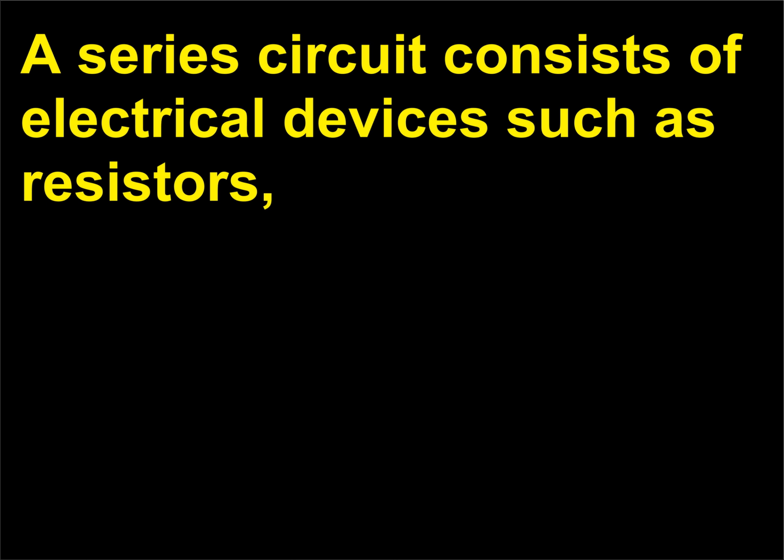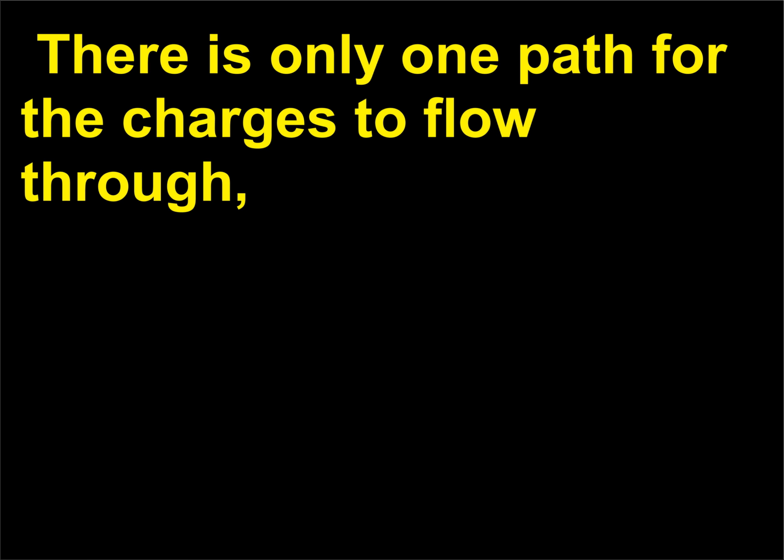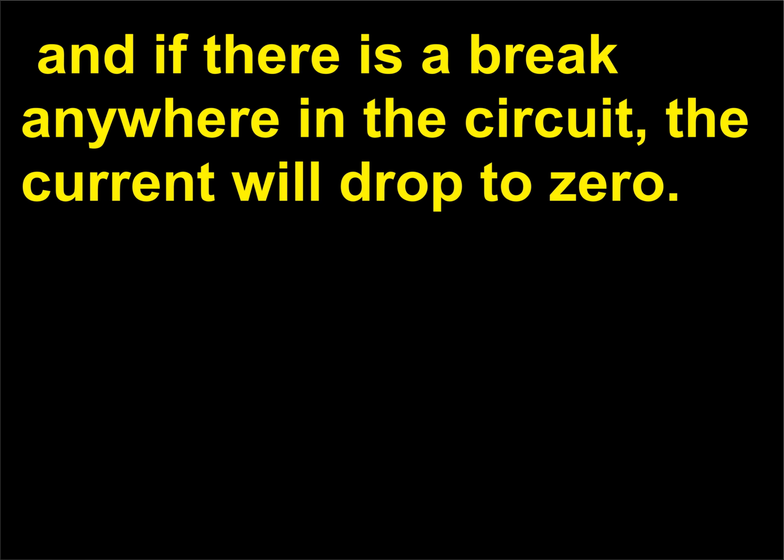What is a series circuit? A series circuit consists of electrical devices such as resistors, batteries, and switches arranged in a single line. There is only one path for the charges to flow through. And if there is a break anywhere in the circuit, the current will drop to zero.